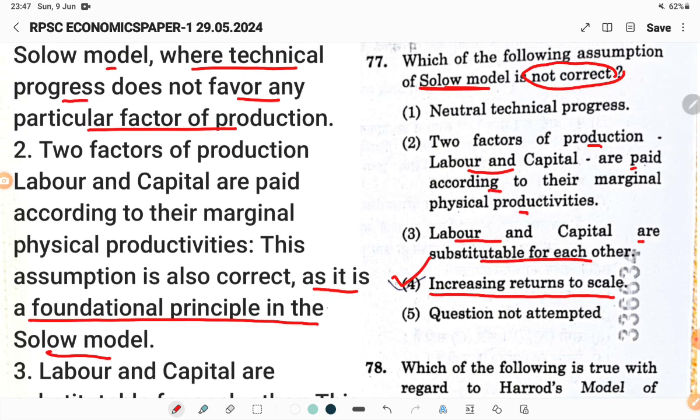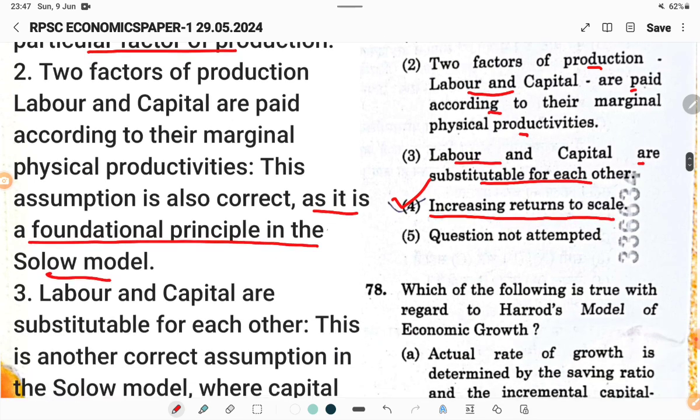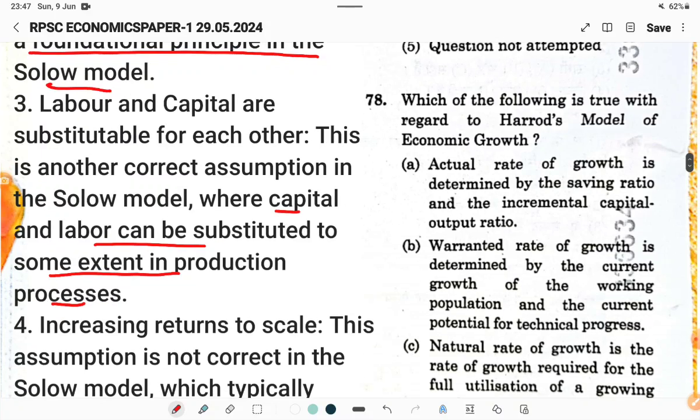So that's why this option will be the right answer, because the question is asking about the not correct. So increasing returns to scale. Now the next, 78 question. Which of the following is true with regard to Harrod's model of economic growth?